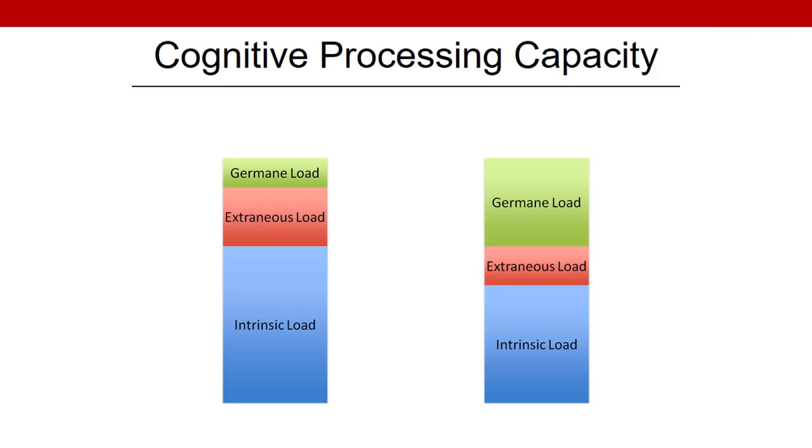Here's a graphic to help us think about cognitive load. Since cognitive load is additive, let's think of our working memory as a column with limited capacity. In the graphic on the left, much of the person's cognitive capacity is taken up by intrinsic and extraneous load, which leaves little cognitive processing capacity for germane load. If you were to reduce extraneous load and manage intrinsic load, there is more capacity for germane cognitive processing.